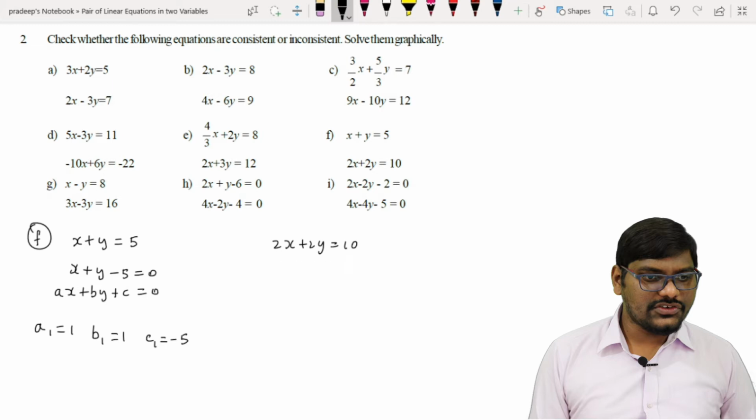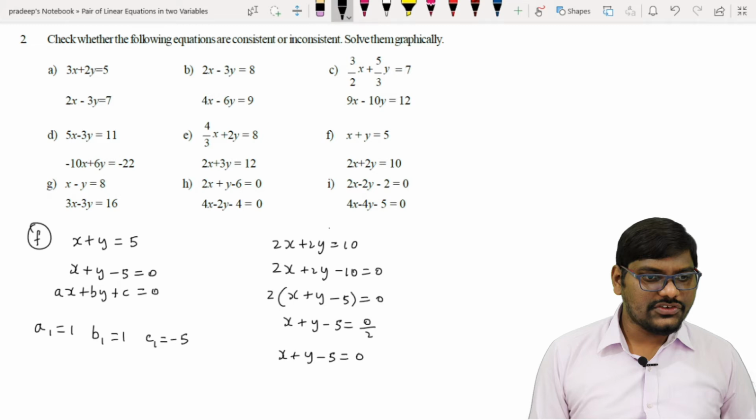Even in this equation I can bring 10 to this side, so I'm getting minus 10. Here 2 is a common factor of all these numbers, so I can take 2 common. So this is 2 times x plus y minus 5 equal to 0. When I multiply 2 into x, I get 2x. When I multiply 2 into y, I get 2y. If I multiply 2 into 5, I get 10. If I send this 2 to the other side, 0 by 2 is nothing but 0, so we get x plus y minus 5 equal to 0.